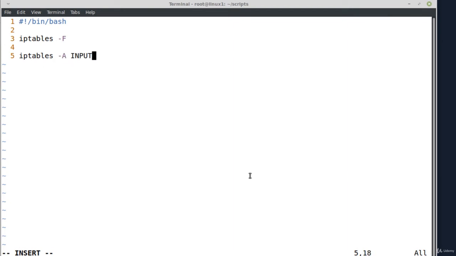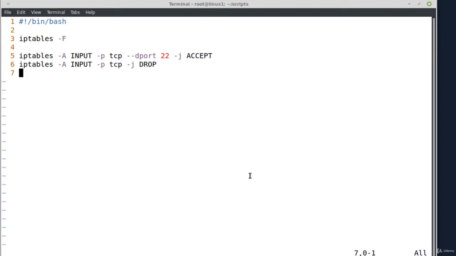I'm writing the rule that accepts SSH traffic: iptables -A INPUT -p tcp --dport 22 -j ACCEPT. And the rule that drops all other kinds of TCP traffic: iptables -A INPUT -p tcp -j DROP.